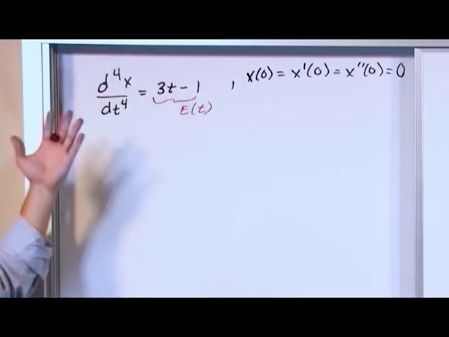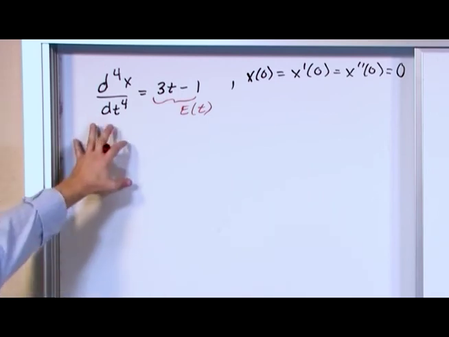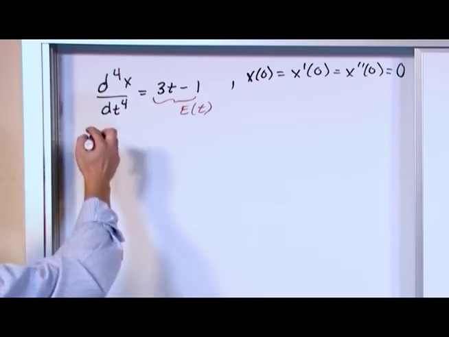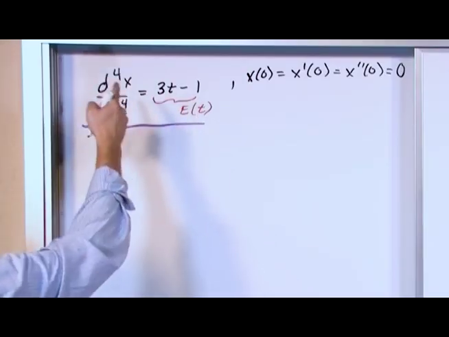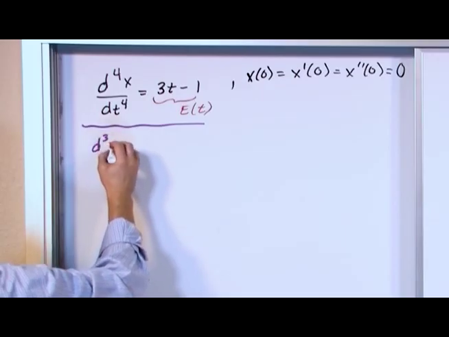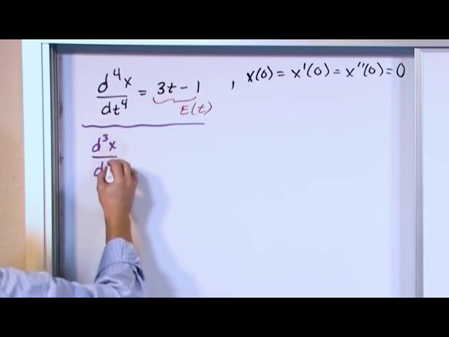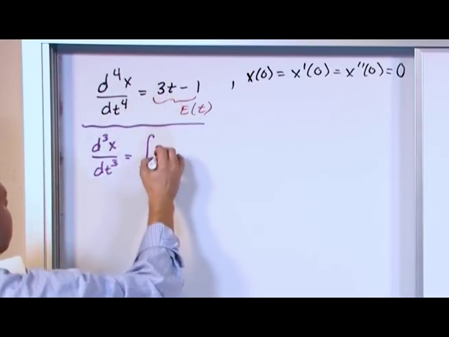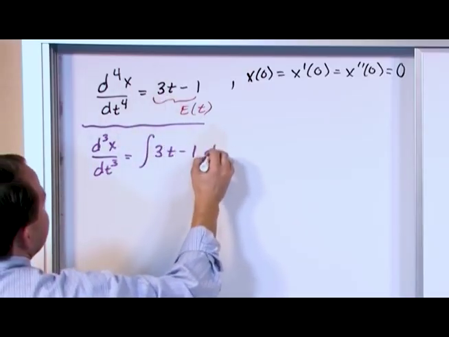Now these cases are super easy, as far as simplicity goes over here on the left-hand side, but you get the general idea. So what we're going to do is really a bunch of integration. So let's go ahead and set ourselves up for that. If this is a fourth derivative, then the third derivative, d3x dt to the third power, is just going to be the integral of this guy, 3t minus 1 dt.